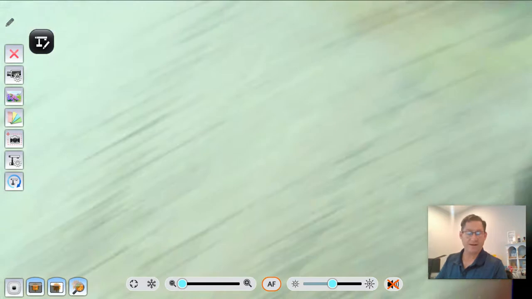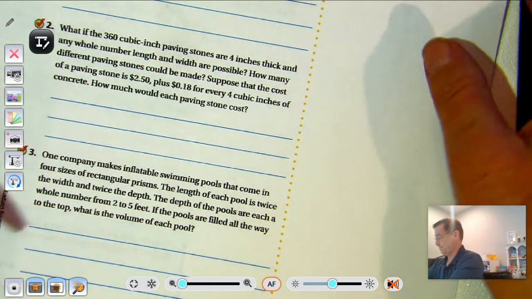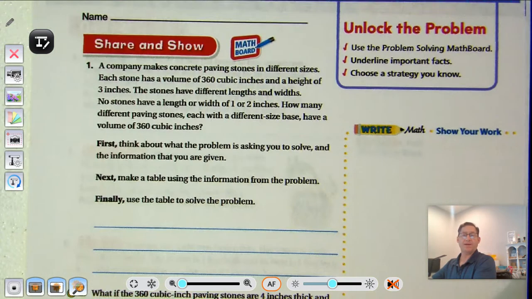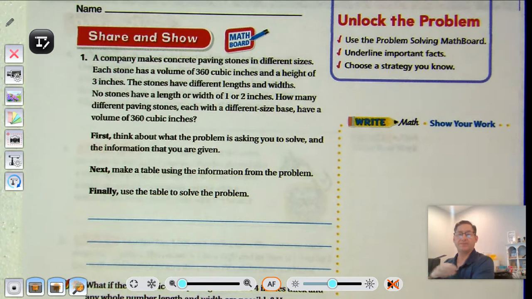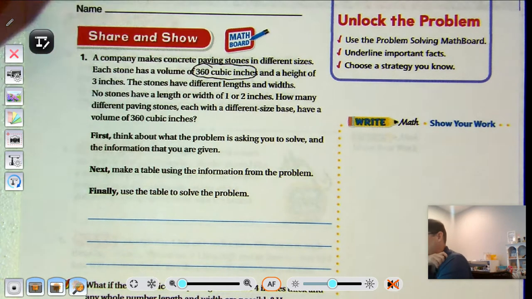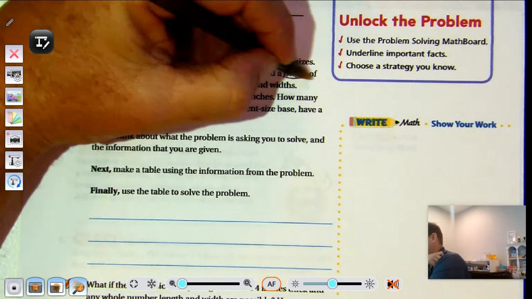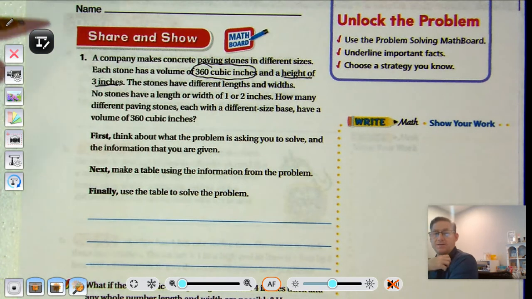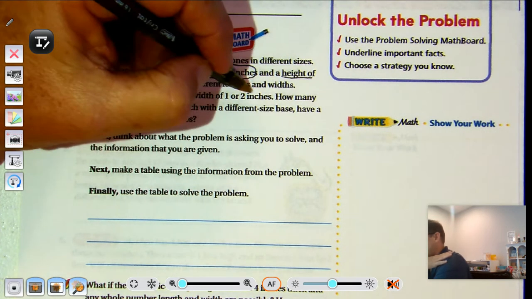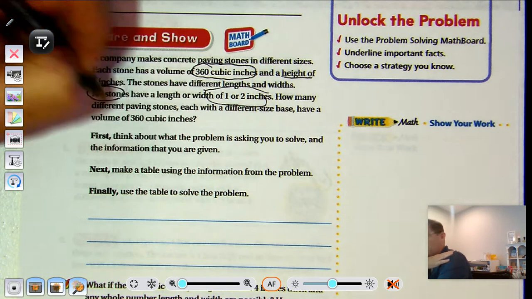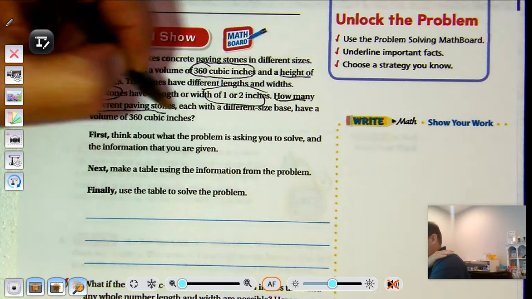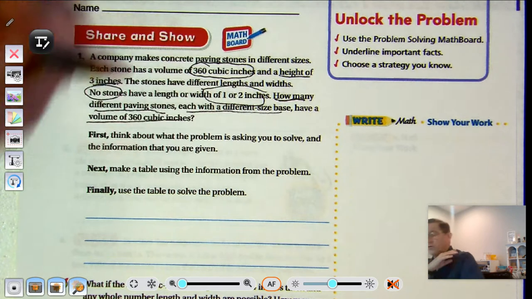All right, let's look at page 505. Number 1. A company makes concrete paving stones in different sizes. Each stone has a volume of 360 cubic inches and a height of 3 inches. The stones have different lengths and widths, but no stone can have a length of 1 or 2. How many different paving stones, each with a different size base, have a volume of 360?